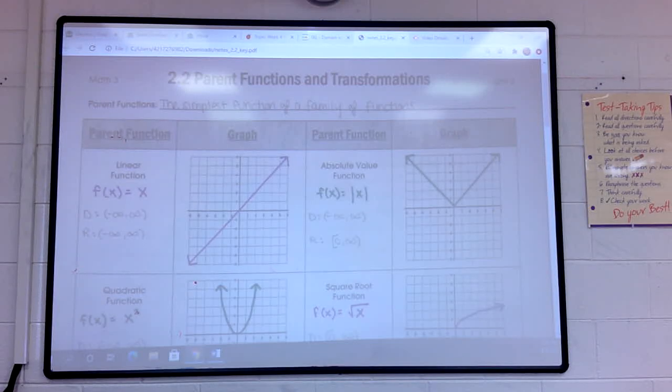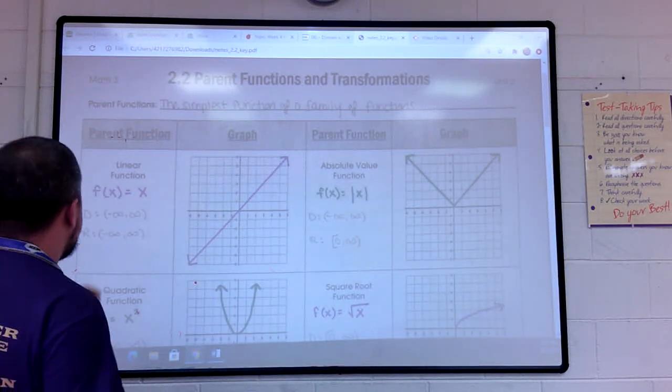Okay, so this is 2.2, parent functions and transformations. First of all, we're going to look at eight different parent functions and talk about the difference between these. You should know the graphs of these eight. They're very important, and you should have seen them probably in some other courses as well.